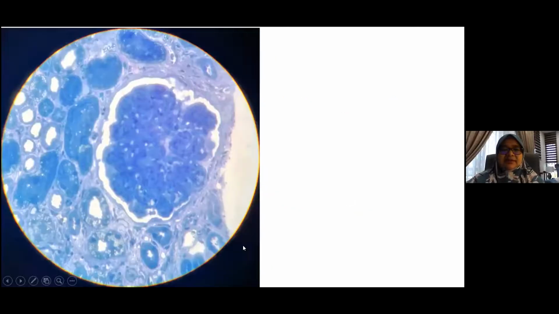Okay. All right, so this case was referred to me only for sending tissue for electron microscopy. And the previous biopsy was done at another center, so I can't show you that. So what I can show you is what we got.